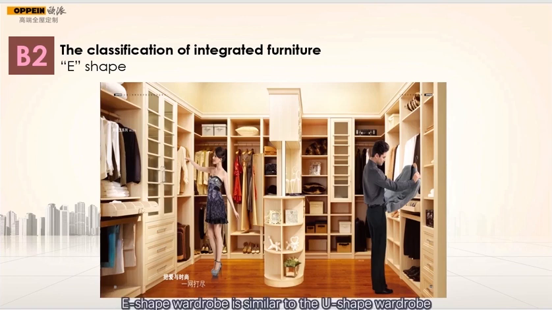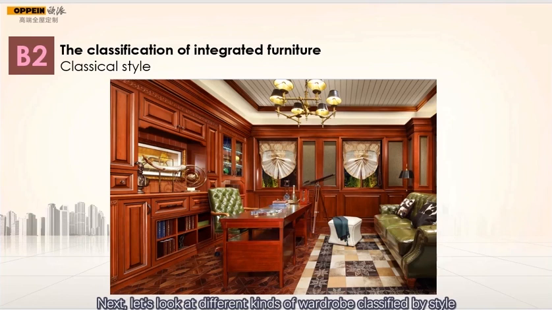E-shape. E-shape wardrobe is similar to the U-shape wardrobe, except for an extra row of cabinets in the middle. Next, let's look at different kinds of wardrobe classified by style.